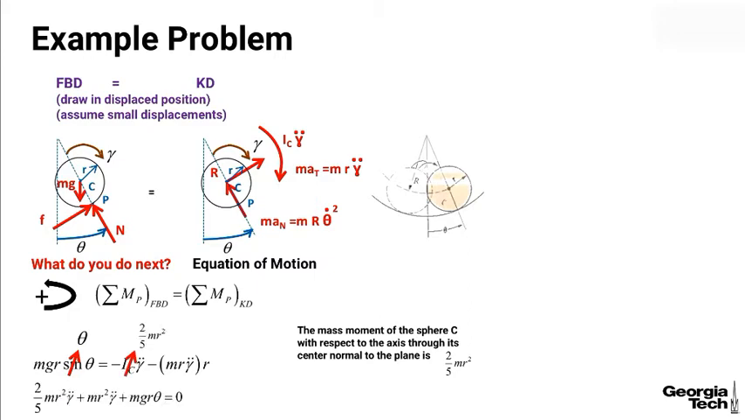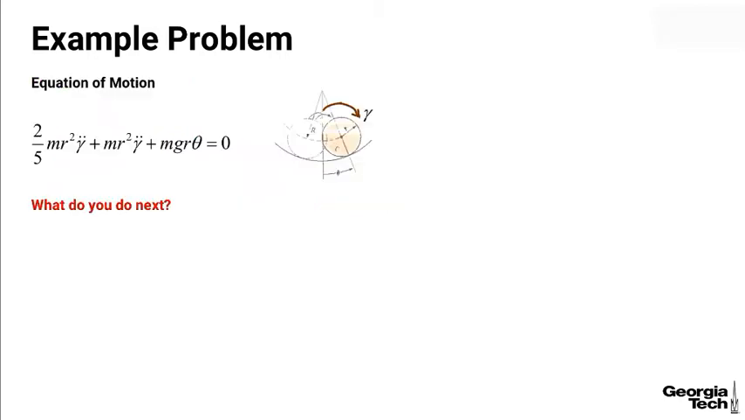And with that, I'm getting closer to my differential equation of motion. I'm just going to collect some terms here. So what do I do next? Well, gamma is one of my coordinates. It's the coordinate I've chosen as the generalized coordinate, but now I've introduced theta, which is another angle, so I'm going to have to put theta in terms of gamma, and I'm going to have to use kinematics to do that. So I've got to find a relationship between gamma and theta.